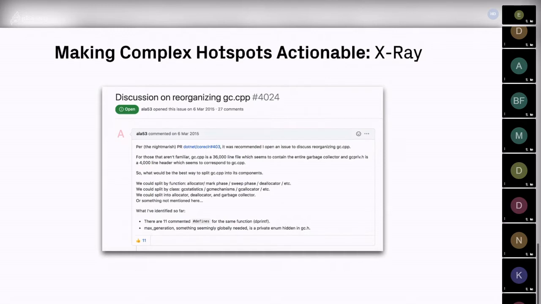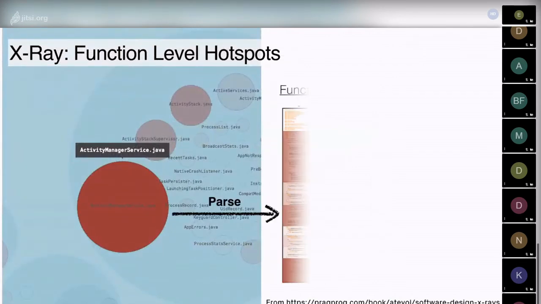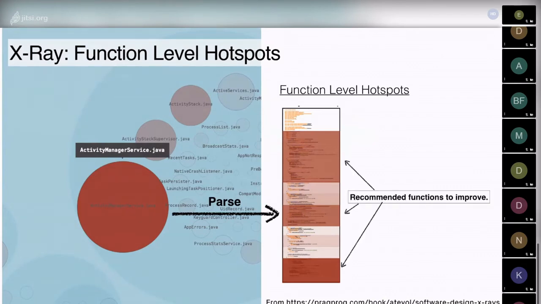So when we come across complex hotspots, what I try to do is use a technique called X-ray. X-ray is a concept that takes a hotspot, parses it into separate function blocks, and then looks at the commit activity and aggregates that on a function level. So X-ray is a way of finding hotspots on a function level. And this is something that we can use to prioritize specific starting points for refactorings or code improvements. So let me show you how that works in practice.